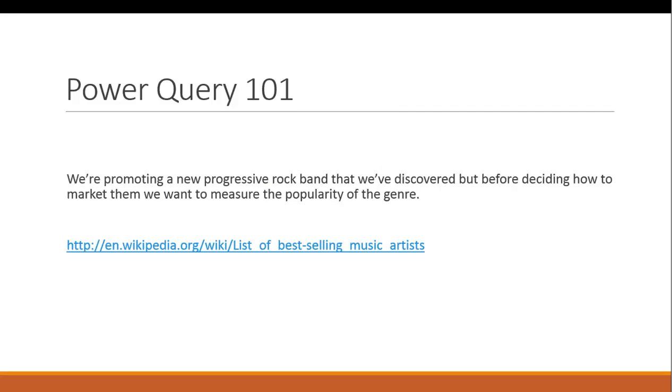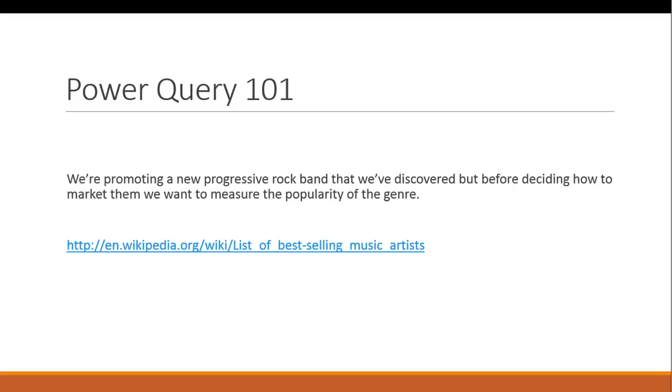So let me set up this demo. We're promoting a new progressive rock band that we've discovered. Before deciding how to market them, we want to measure the popularity of the genre. We're going to use Wikipedia as a data source for this demo. Please don't laugh, but I've actually used Wikipedia in a real scenario. I never imagined this would happen a few years ago. Isn't it funny how things change?